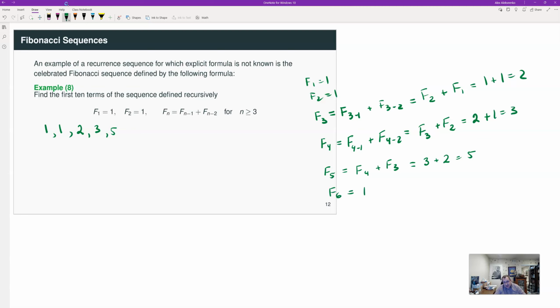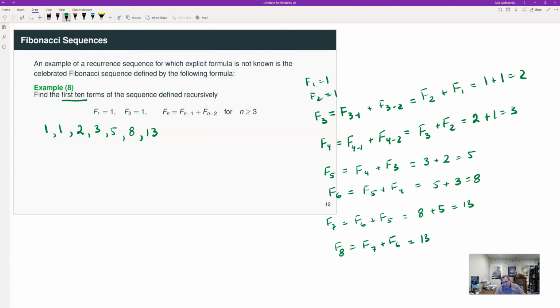And F6 is going to be F5 plus F4. So it's going to be 5 plus 3, which is 8. Okay, let me put 8 over here. And F7 is F6 plus F5, which is 8 plus 5, which is 13. So the problem asks for 10 of them. We are almost there. F8 is F7 plus F6. 13 plus 8 equals 21.